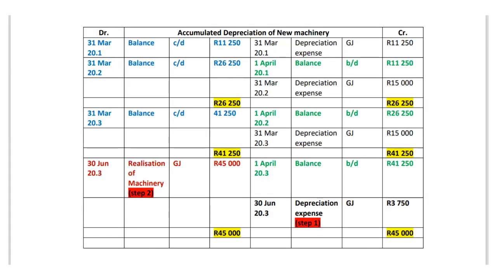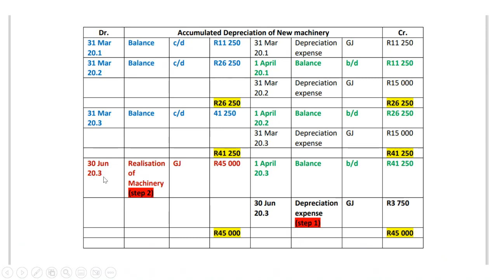You will notice here that our accumulated depreciation of the disposed asset was 45,000, but now there's 45,000 on the credit side. Now they're saying transfer that to the asset realization account, which means our accumulated depreciation needs to be debited, and what are you going to credit? The realization of machinery, of how much? 45,000 on 30 June 20.3, which is the date of disposal.